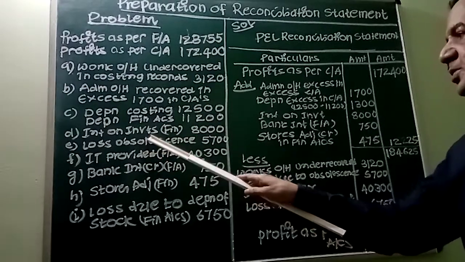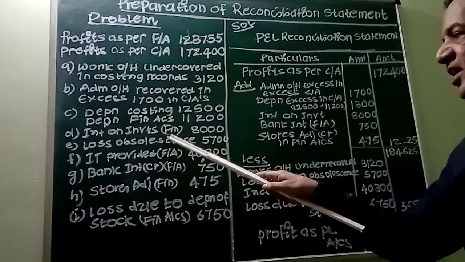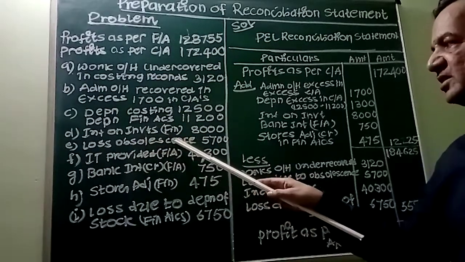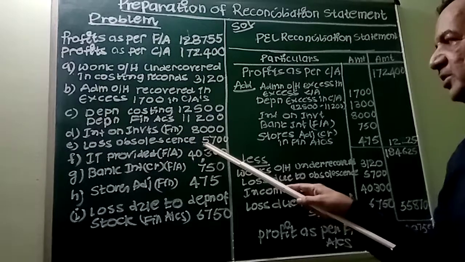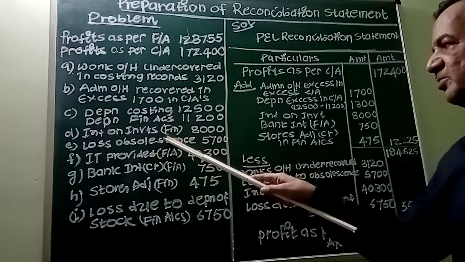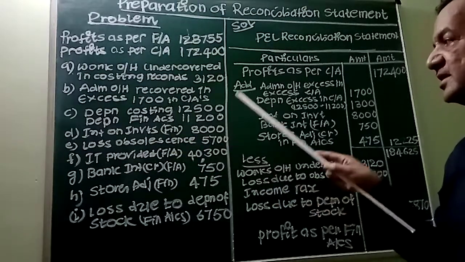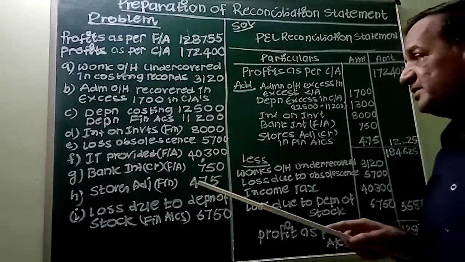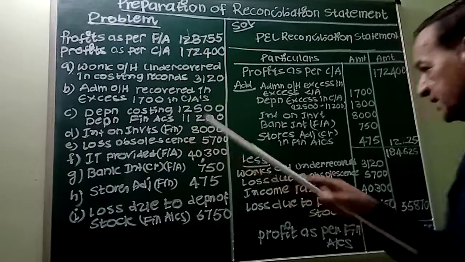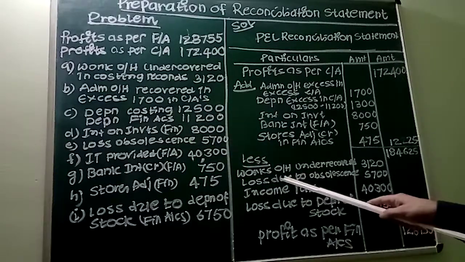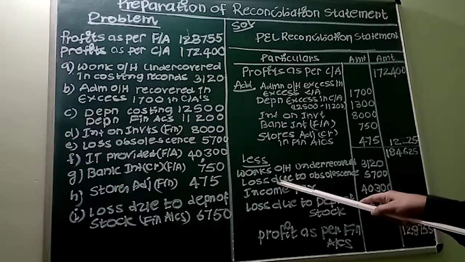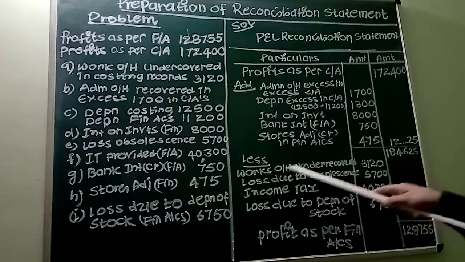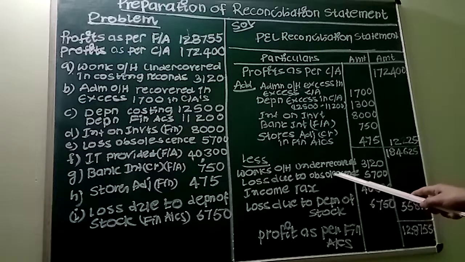Now, loss due to obsolescence. This loss is always charged only in financial accounts. This cannot be charged in cost accounts. So 5,700 rupees loss due to obsolescence charged in financial accounts definitely will reduce the profit to the extent of 5,700. When it reduces the profit, here you must deduct. I told you already, you must see what is happening to the profits in financial accounts. This is decreasing the profits in financial accounts, so you must deduct.